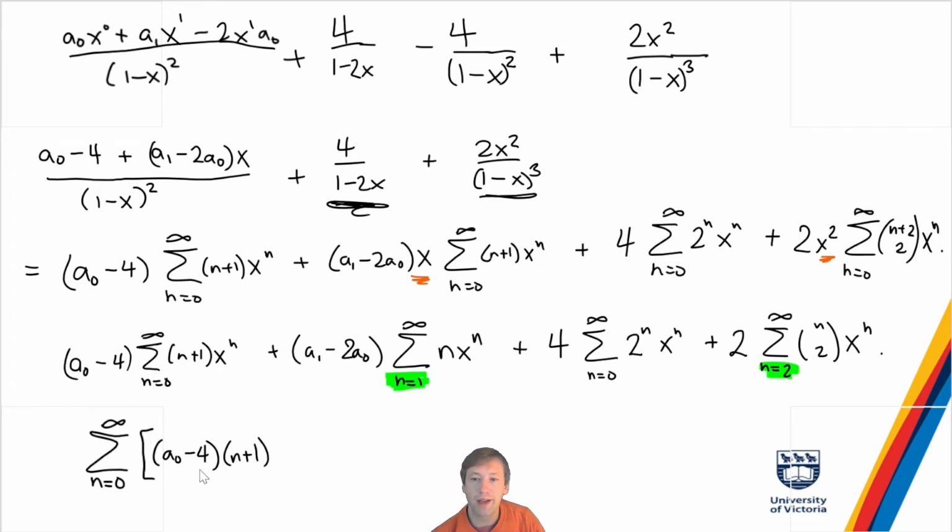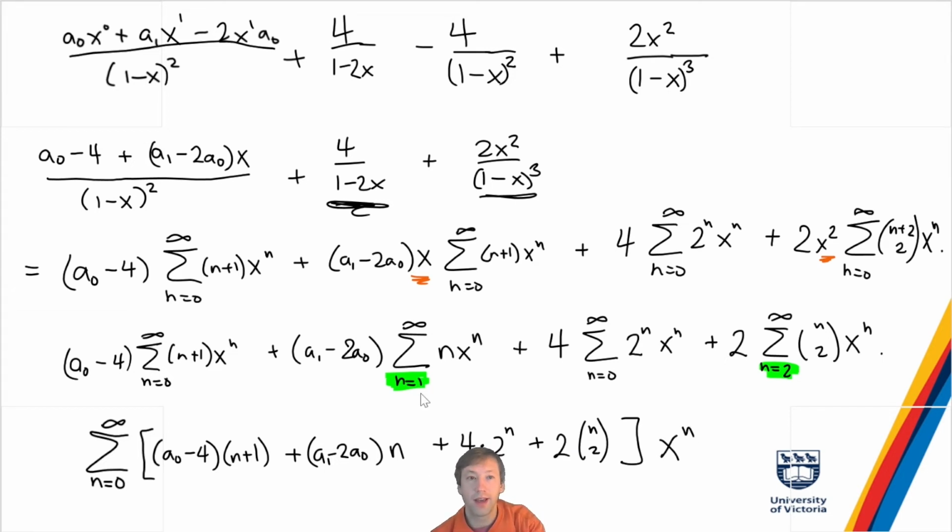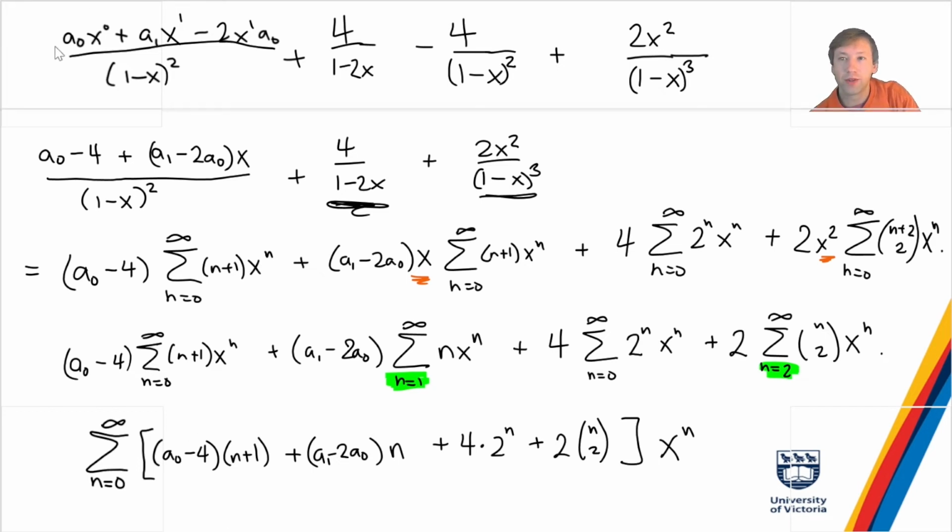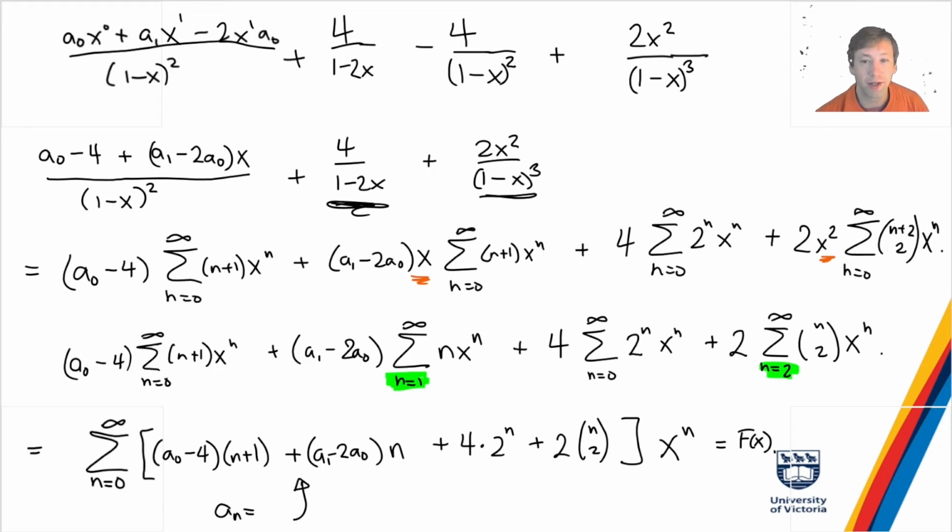So I'm going to put a big bracket around everything, plus a1 minus 2a0 times n plus 4 times 2 to the n plus 2 times n choose 2 x to the n. So at the end of the day, our final solution for an, the general solution, is an equals whatever is in here, right? Because an is the coefficient of x to the n in the generating function f of x. You may have forgotten by now, but this whole thing is equal to f of x, and that's the generating function for an. So the general solution for this recurrence relation is that an is equal to this thing.